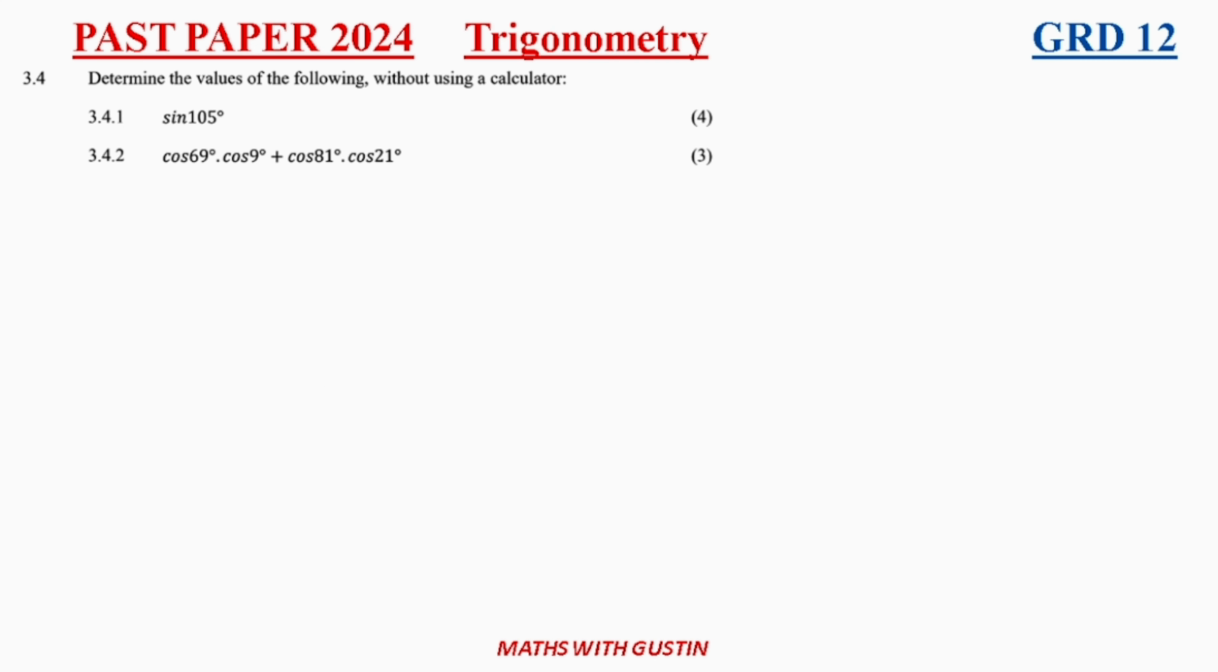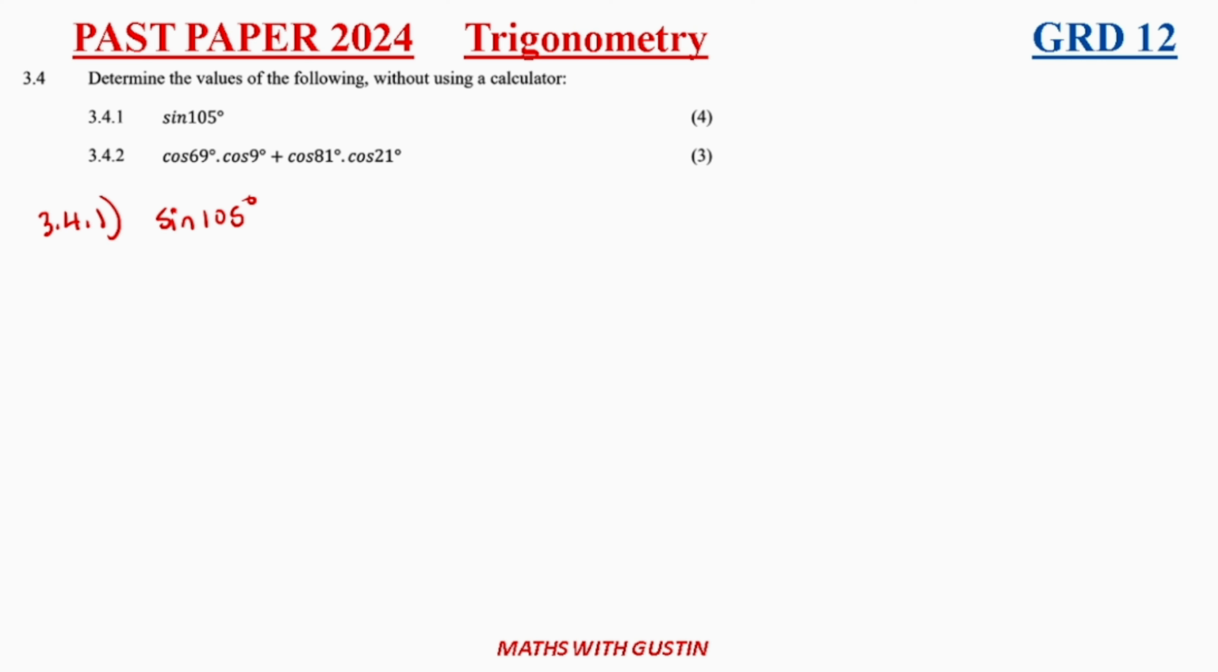All right, here's another one here, guys. Let's look at this one. 3.4, it says determine the values of the following without the use of the calculator. Very interesting question indeed. 4.1.1 close bracket, it says here sine 105. Okay, so now with these ones, guys, what do you do?